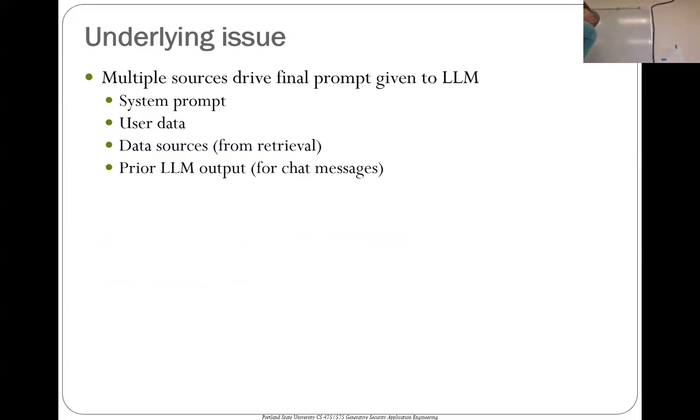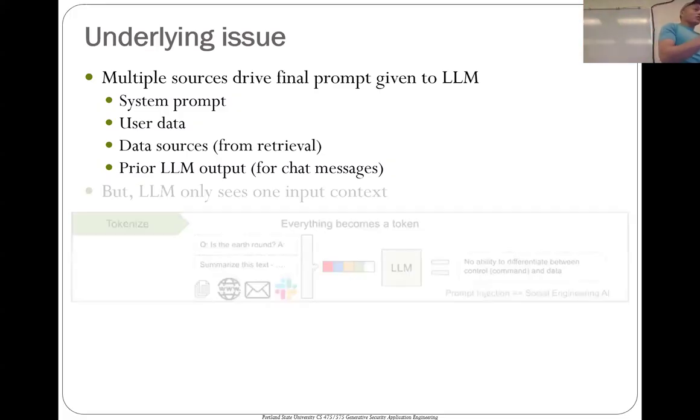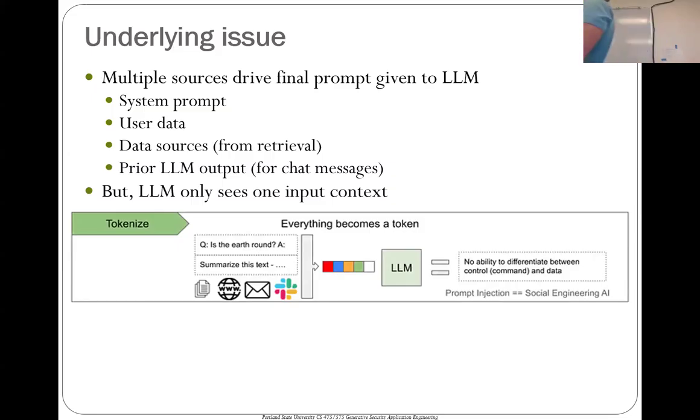Okay, so the underlying issue is that you have multiple sources being fed in to the final prompt that gets sent into the LLM. You have the system prompt that says, these are your instructions, agent. You have any user data that is being supplied by the user, like the instructions. And then you have any data sources that your application will draw in response to what the user is asking for. And then you also have the prior chat messages in the conversation. So you're accumulating a bunch of chat messages and you're sending it to the LLM on top of these three things. But the fundamental issue is that all of this gets put into a single input context to the LLM.